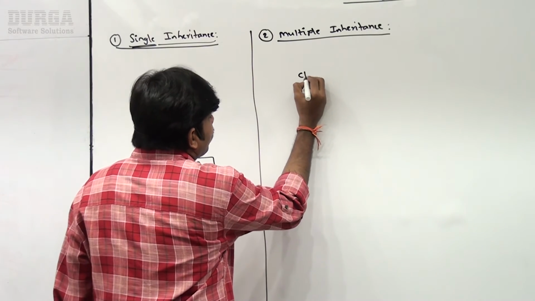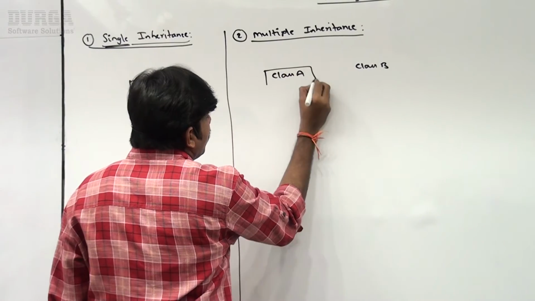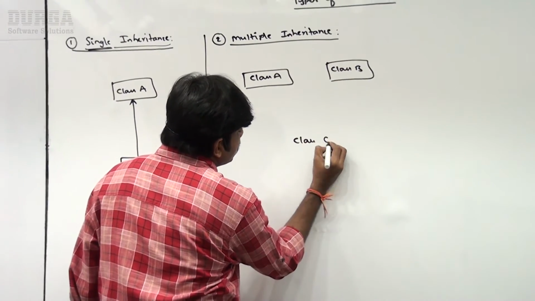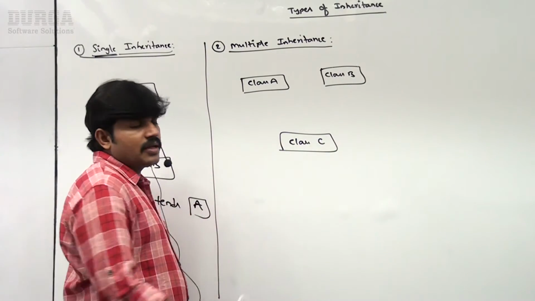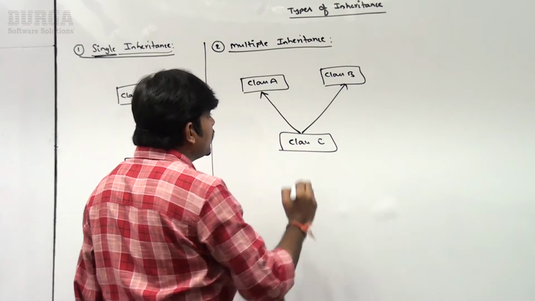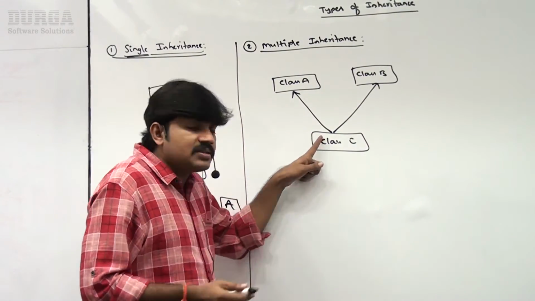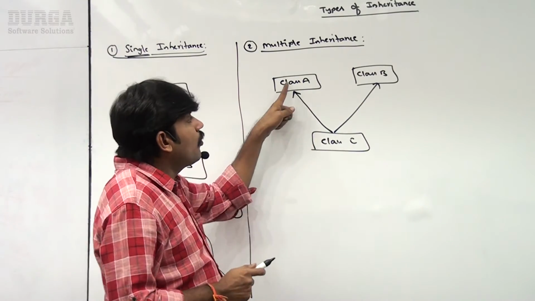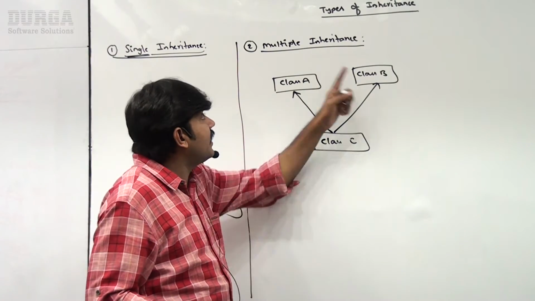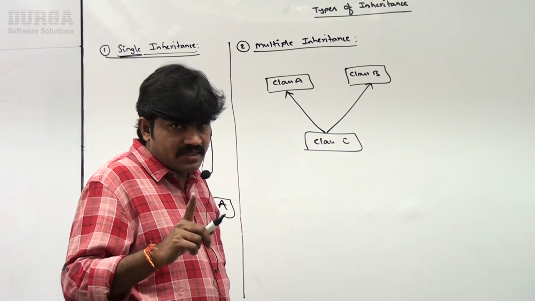Diagrammatically, assume that class A and class B are there. Now I have class C, sir. C is a child class of A, and C is a child class of B. How many child classes are there? Only one. The process of extending more than one parent class at a time is by default considered multiple inheritance. Is it clear for all of you?